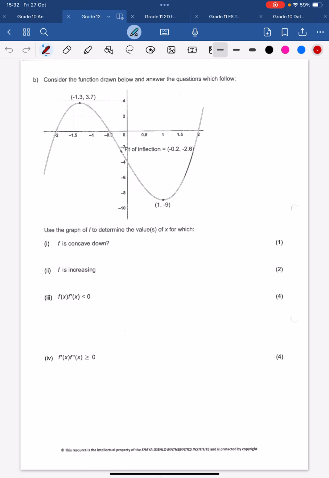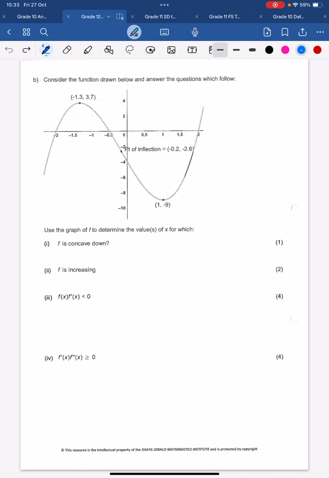And what is interesting here is that they have given us the coordinates of the two turning points. So we have one turning point there, we have the other turning point down here, and then they've also given us the coordinates of the point of inflection over there. The question that they're asking us, or the questions, they're saying we need to use the graph of f to determine the values of x for which the first question is saying concave down.